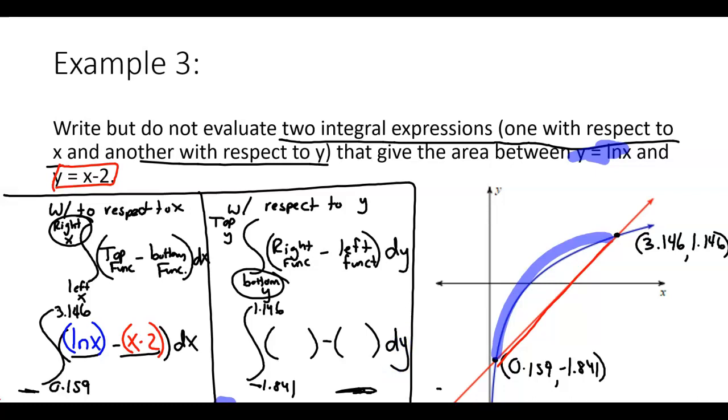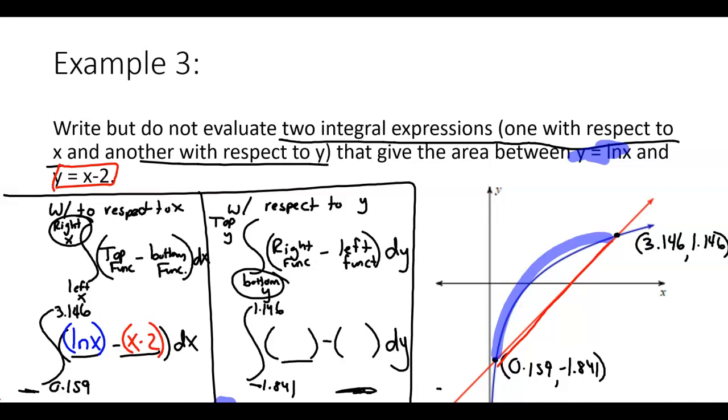So I'm going to ask somebody, and if they get it wrong, it's okay, because it's tricky. I'm going to ask Jazir. What goes here? ln of x? Why? Okay. So it's right function minus left function.